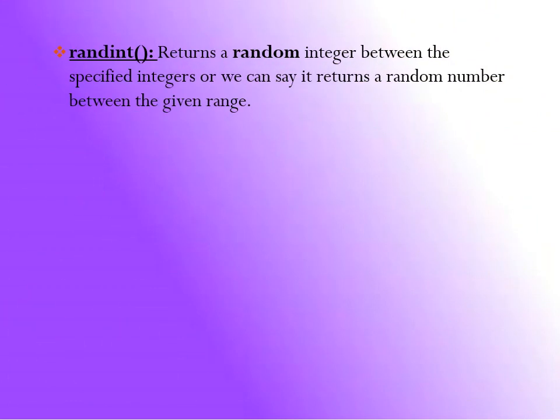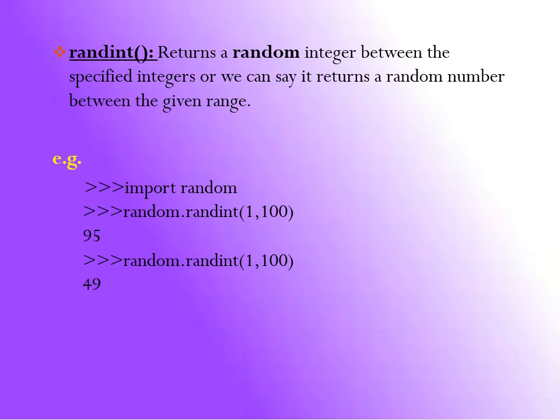Our next function is the randint function. It returns a random integer between the specified integers, or we can say it returns a random number between the given range. Again we have to import the random module. If I take the example random.randint(1, 100), here 1 is the starting value and 100 is the stop value. So it will randomly generate any number between this specified range.